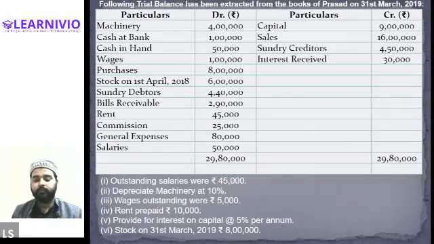And prepaid rent, because prepaid rent is our asset, therefore we will post it in the balance sheet on the asset side as well. So in the profit and loss account, the value of rent will be 55,000, and in the balance sheet it will be recorded at 10,000, prepaid rent at 10,000.